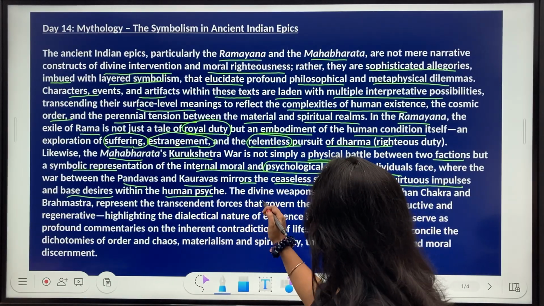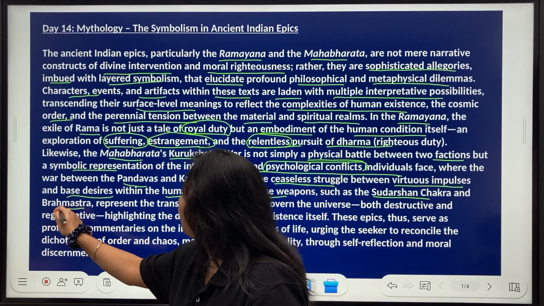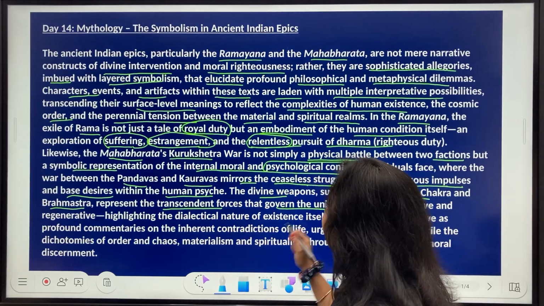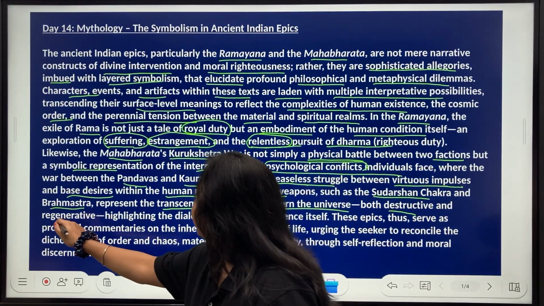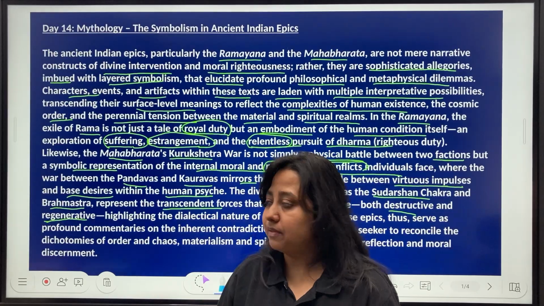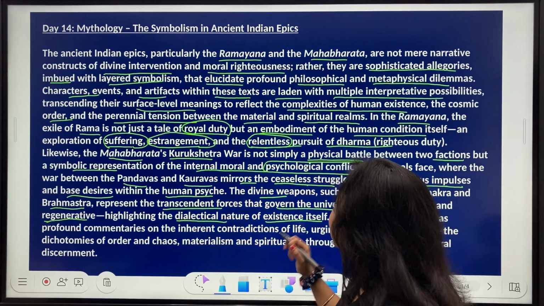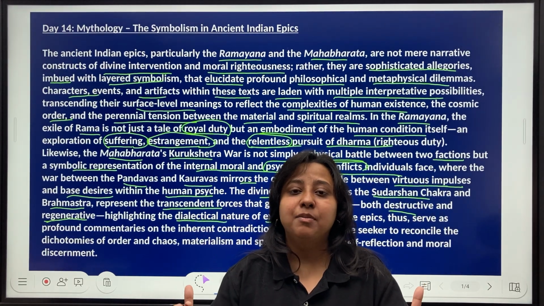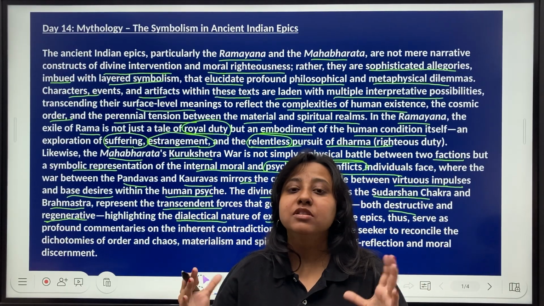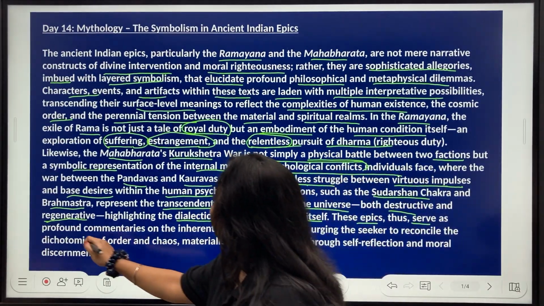ठीक है, बेस डिजायर्स. द डिवाइन वेपन्स such as Sudarshan Chakra and Brahmastra, ये बहुत they are well known weapons, they are very powerful weapons, represent the transcendent forces that govern the universe, both destructive and regenerative. तो ये दोनों टाइप का काम करते हैं ना, लाइफ देना और लाइफ लेना, दोनों. ठीक है, that is what they represent, highlighting the dialectical nature of existence itself. ठीक है, तो ये जो एग्जिस्टेंस है हमारा, दिस इज नथिंग बट अ कंटिन्यूअस साइकिल ऑफ डिस्ट्रक्शन एंड रीजेनरेशन। तो ये जो वेपन्स है ये उन चीजों को हाईलाइट करते हैं, ठीक है.